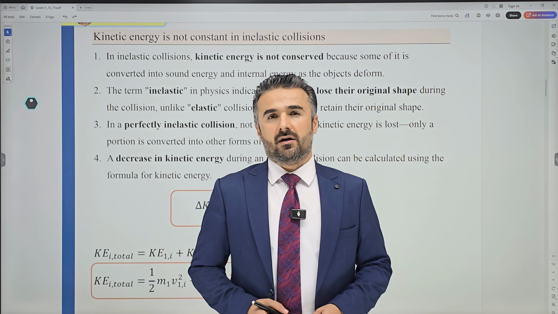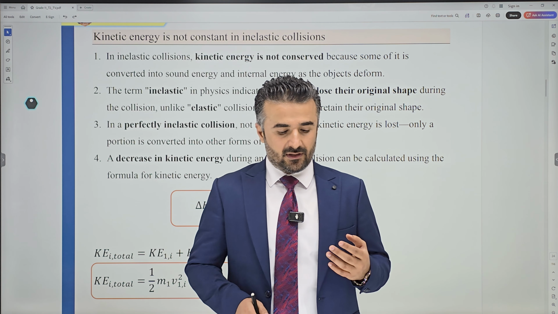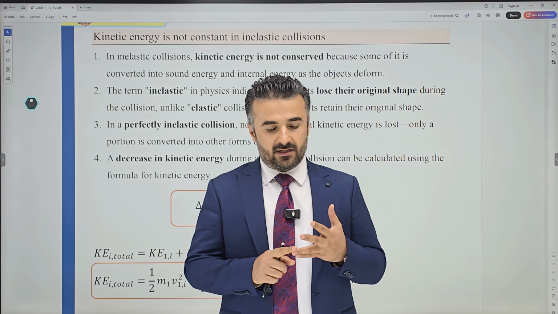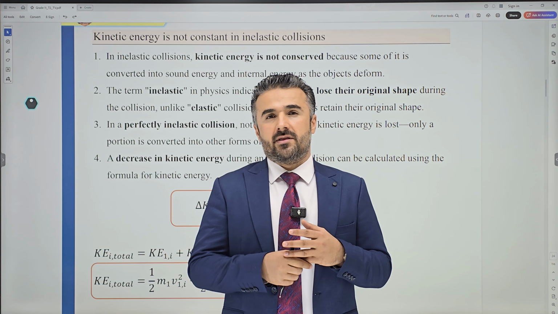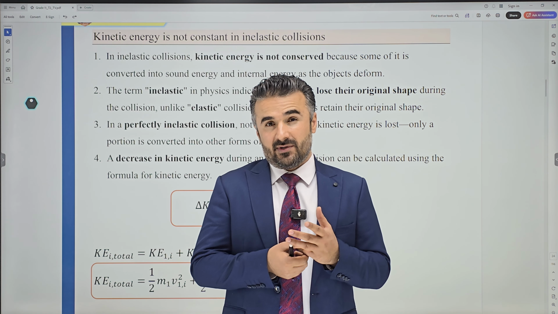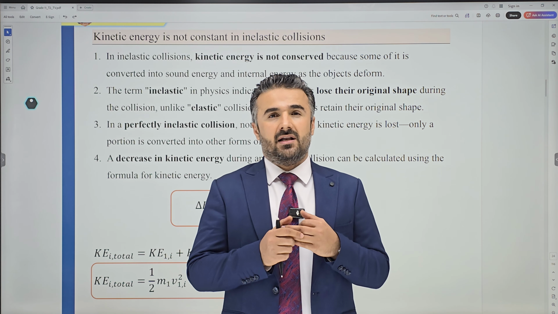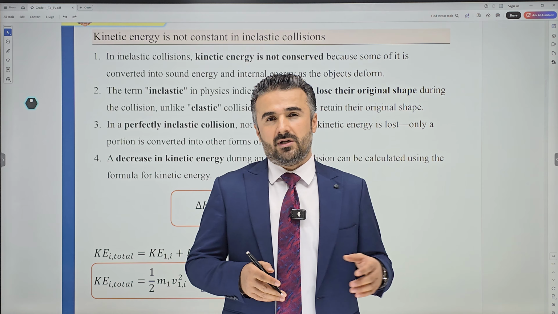Last time we were talking about the types of collision. We said there are three types of collision: perfectly inelastic, inelastic, and elastic. In a perfectly inelastic collision, the two objects stick together, but momentum is conserved while kinetic energy is lost. In all types of collision, momentum is conserved.